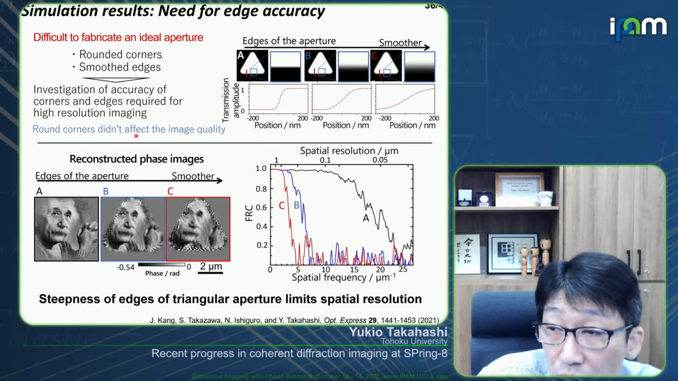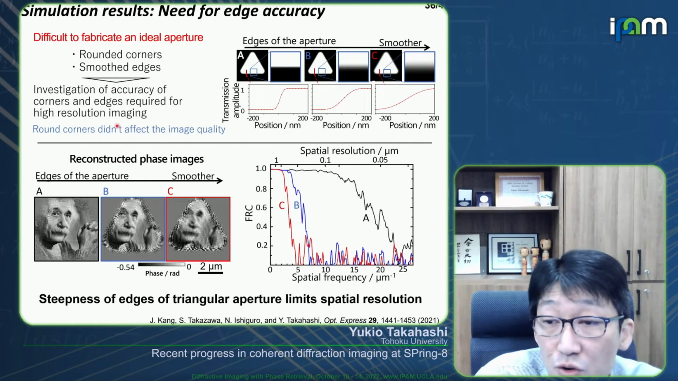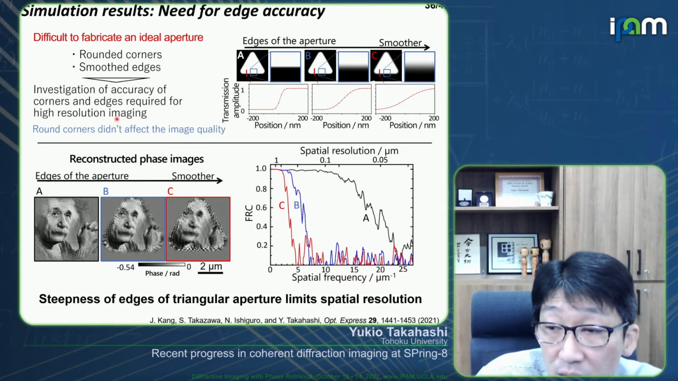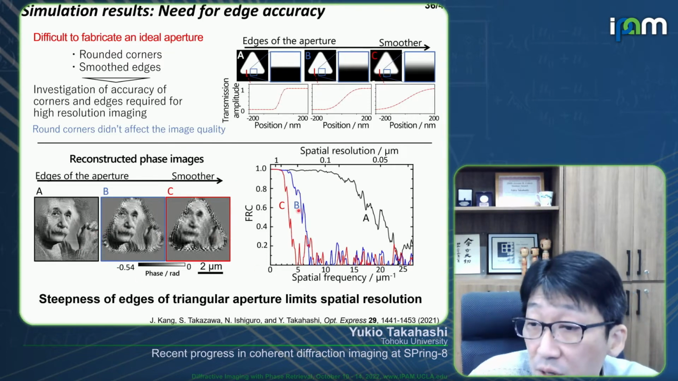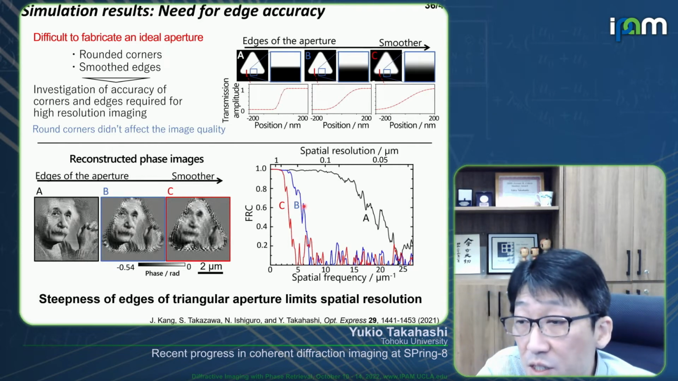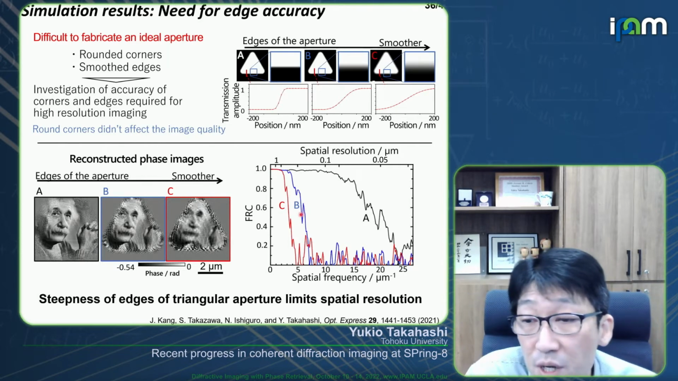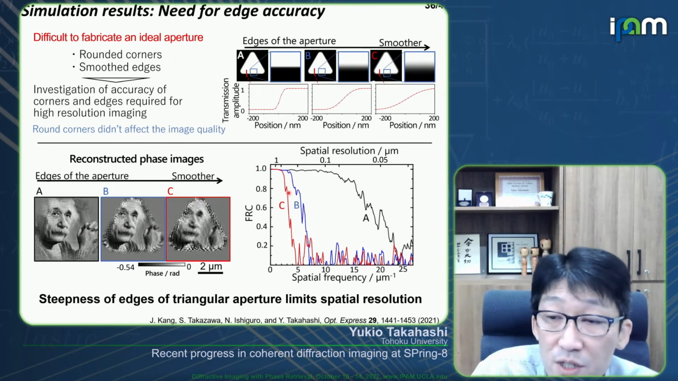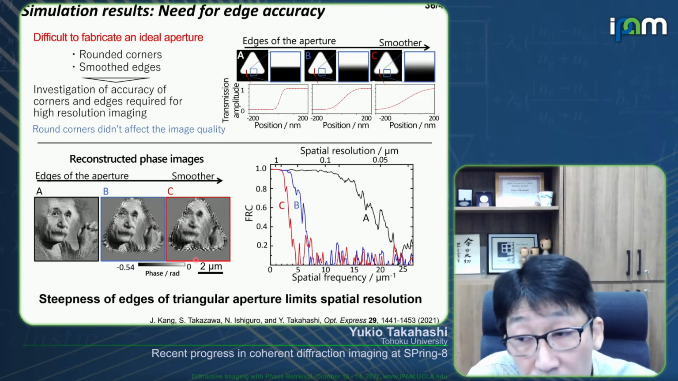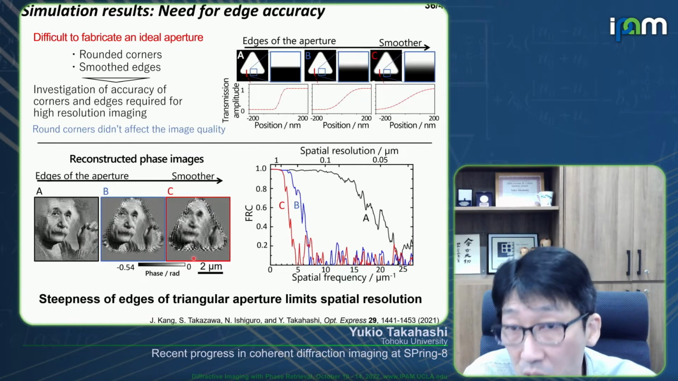First, round corners didn't affect the image quality. So we prepared 3 apertures with different edge sharpness. These are the reconstructed images and the FRC values of the reconstructed images. As the edge becomes smooth, the spatial resolution of the reconstructed image becomes worse. So the spatial resolution of this method is limited by the sharpness of the edge of the triangular aperture.